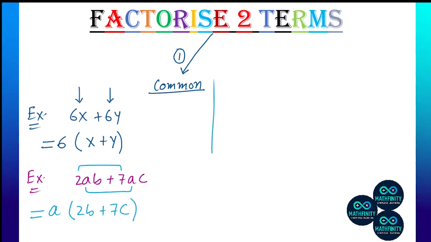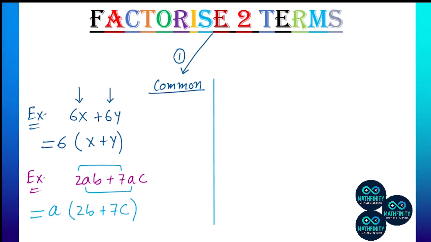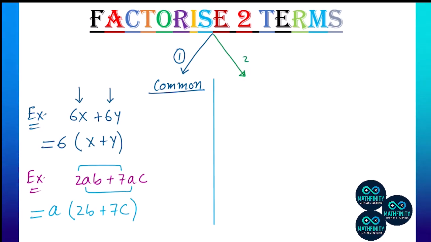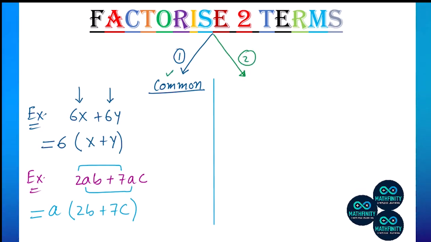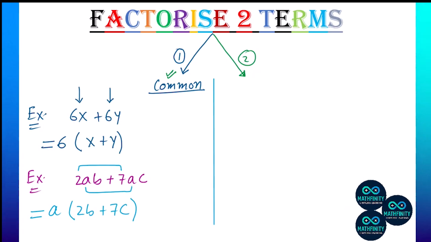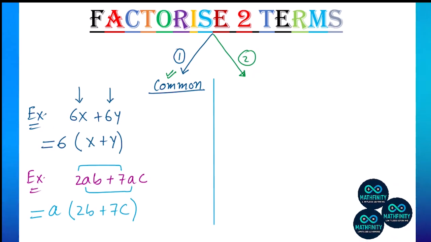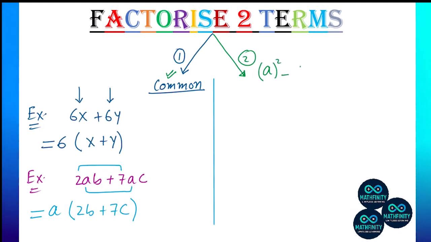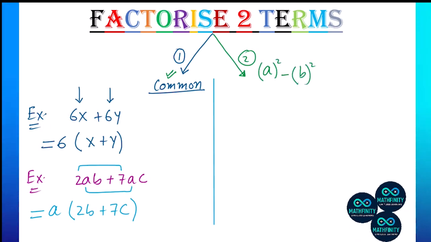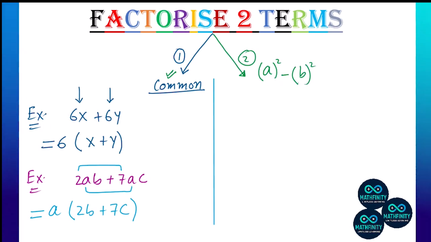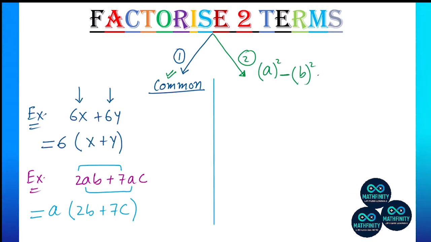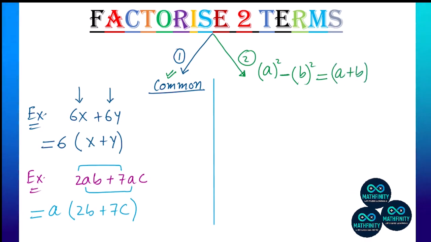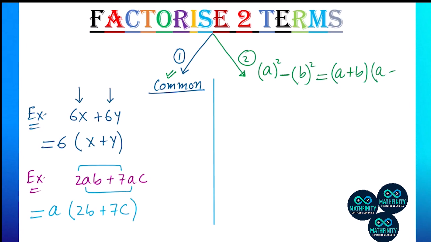And what is the second rule? If there is no common, what do we have to do? If there is no common, you have to try to make the squares. Second rule: if there is no common, no number is common and no variable is common, then you have to complete the squares. If we can make the square of the first term and the square of the second term, and there must be only a negative sign between them, then we can write them one time positive and one time negative.